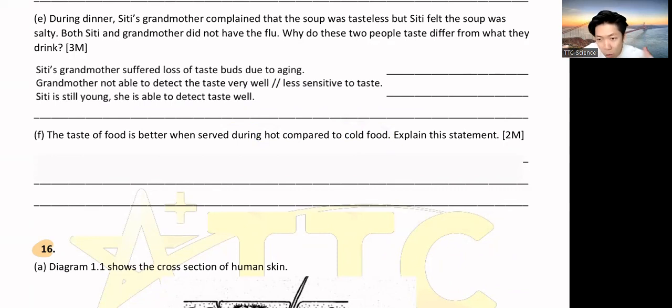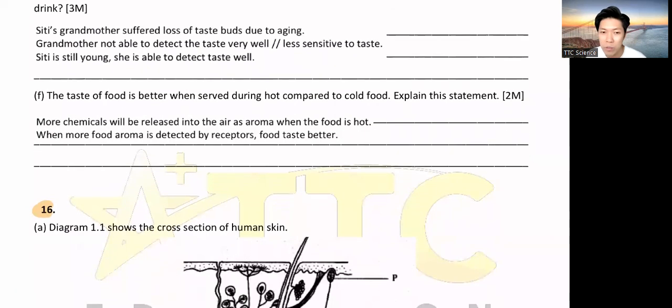So aroma more, or hot food release more vapor. Okay, good. That's a good answer also. Hot food release more vapor or more aroma. First point. Second point. More vapor, more aroma means more chemicals goes into your receptor. Smells good, tastes good. Everything comes together. Smell and taste work almost 50%, 50% together.